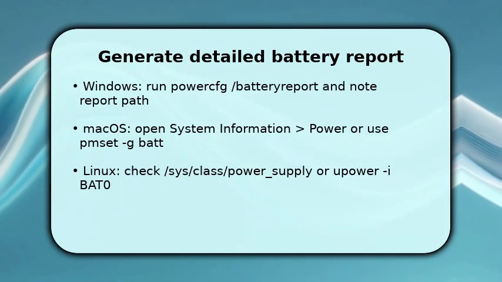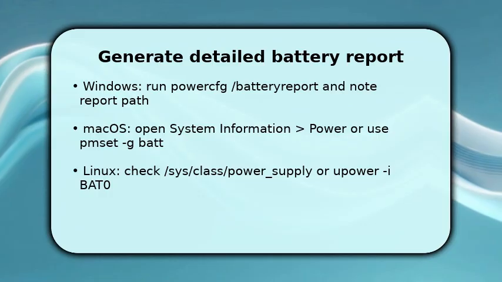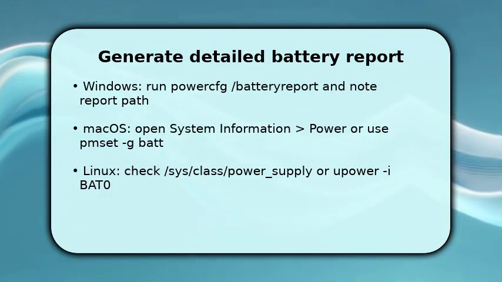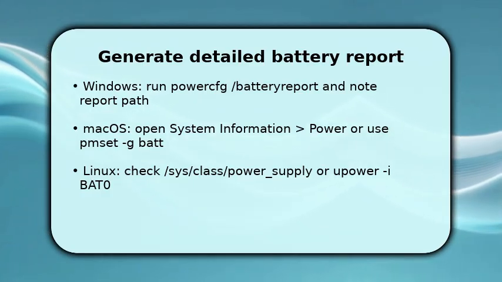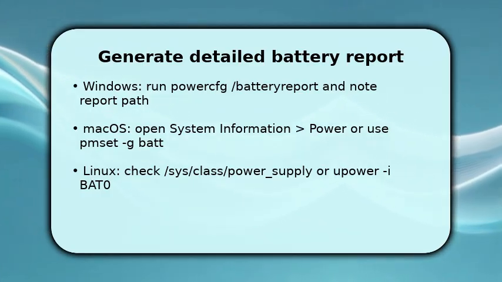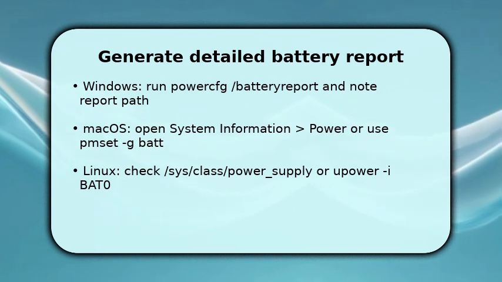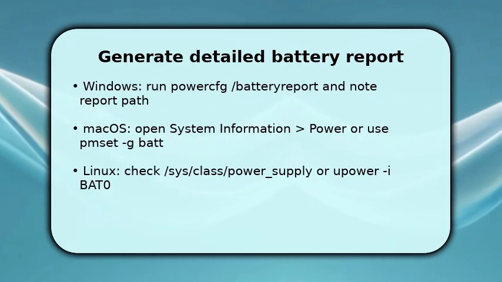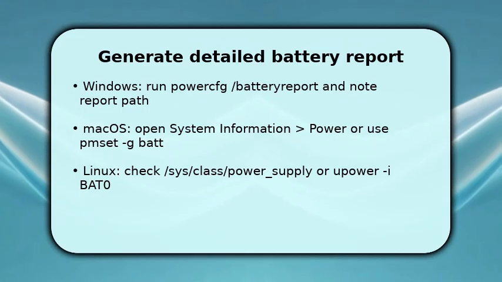If you're on macOS, open System Information and view Power, or run pmset -g batt in Terminal to see current health. These show design versus full charge capacity. For Linux, inspect /sys/class/power_supply or use upower -i BAT0 for cycle count and capacity numbers. Make sure to save or copy the report for comparison over time.